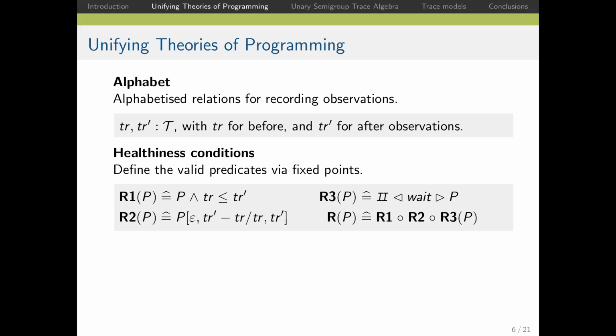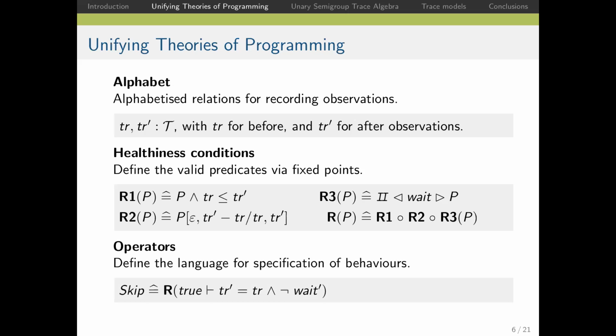R2, on the other hand, is defined with substitution and states that the process must be insensitive to the previous trace. So it says if we substitute tr for the empty trace epsilon and tr' for the difference between tr' and tr, then we should obtain the same thing back. R3 characterizes the intermediate observations, saying that if the process is waiting, then it behaves as the identity on the left-hand side there, or as P if the previous process has terminated. So that's captured via an additional variable in the alphabet called wait and wait'. The combination of these healthiness conditions is the functional composition of R1, R2, R3.